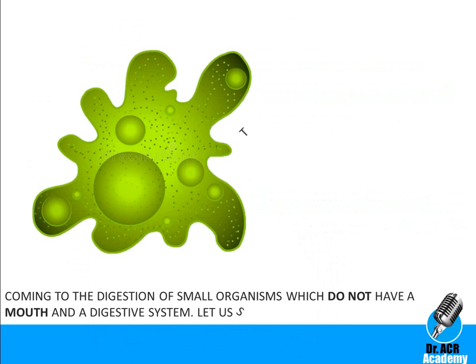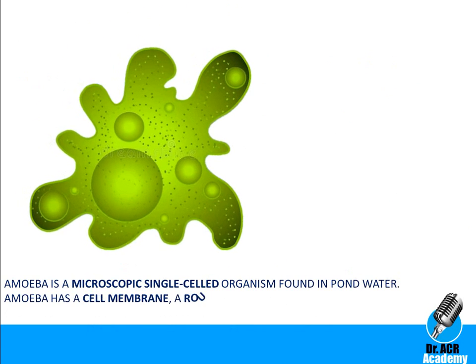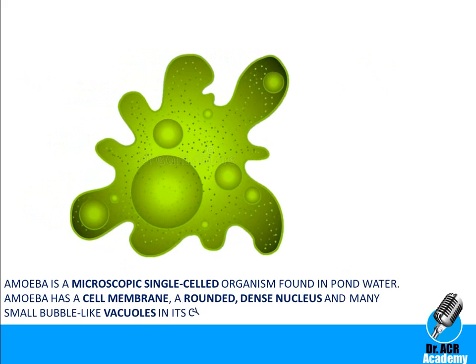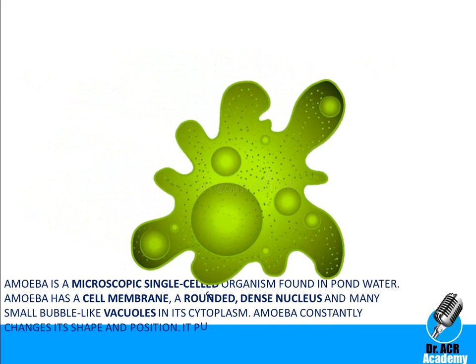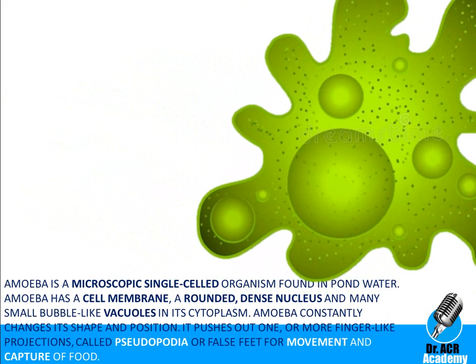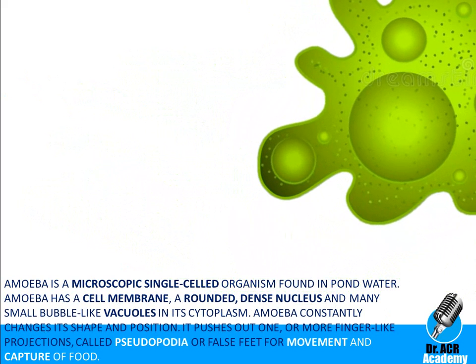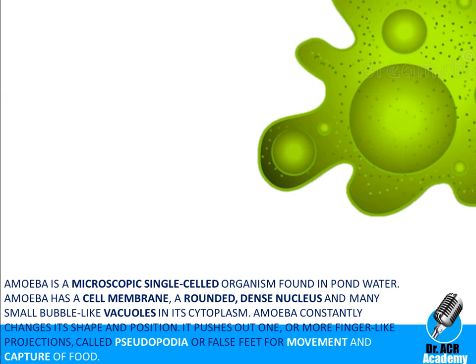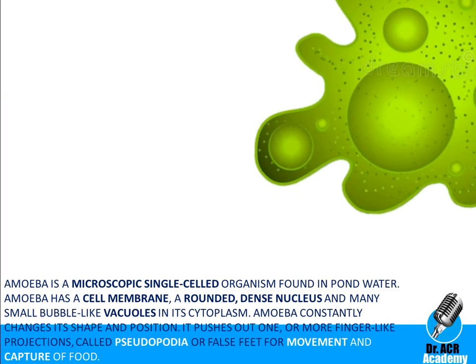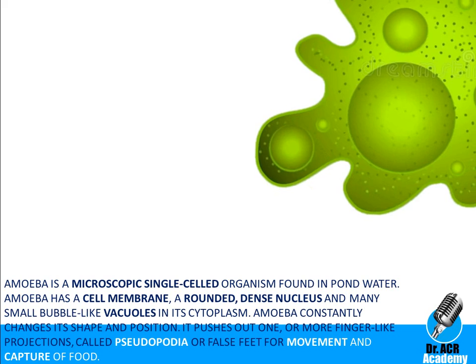Coming to the digestion of small organisms which do not have a mouth and a digestive system, let us start with amoeba. Amoeba is a microscopic single-celled organism found in pond water. Amoeba has a cell membrane surrounding the dense nucleus and small bubble-like vacuoles in its cytoplasm. Amoeba constantly changes shape and position, and it pushes out one or more finger-like projections called pseudopodia or false feet for movement and capture of food.